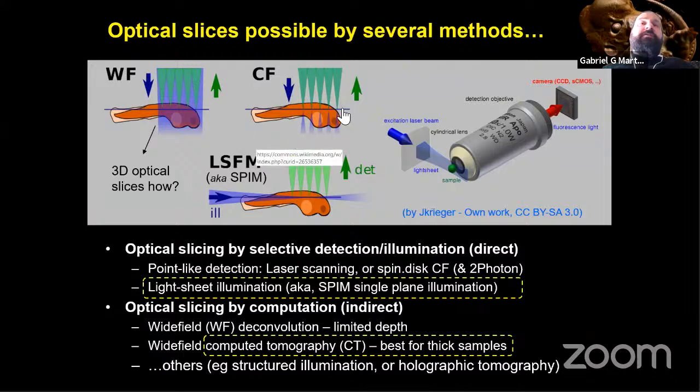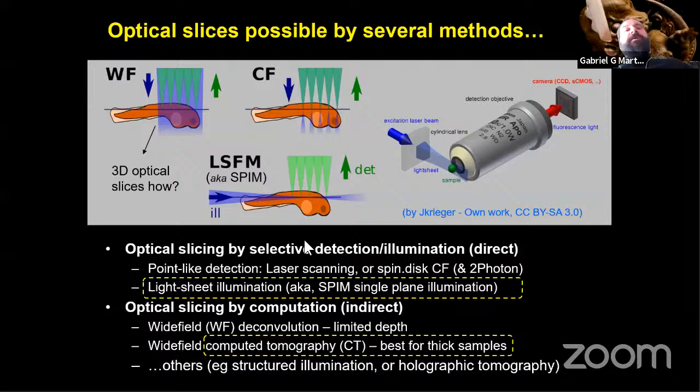With confocal microscopy, you do optical slicing because you can use the pinhole to only detect the light that comes from this plane. But there's a problem with typical confocals: you're still illuminating the parts of the embryo that you don't want to detect. So you're photobleaching those parts of the embryo.